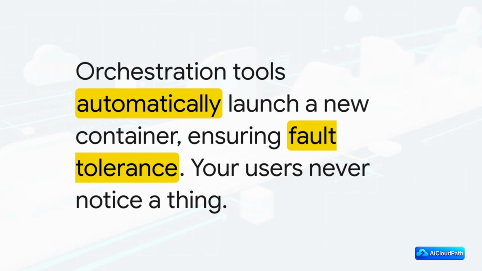Okay, but this is where the real magic comes in. With the right tools, we call them orchestration tools, that failure gets detected automatically. And in a split second, a brand new, perfectly healthy, identical container is launched to take its place. This is what we call fault tolerance, and it's a total game changer. Your service stays online, and your users, they have no idea anything even happened.